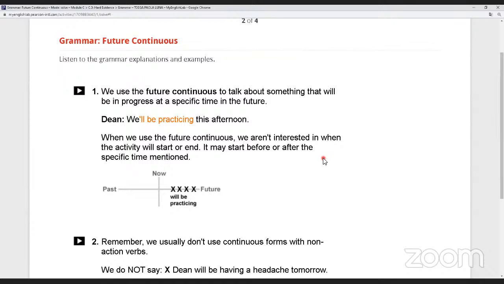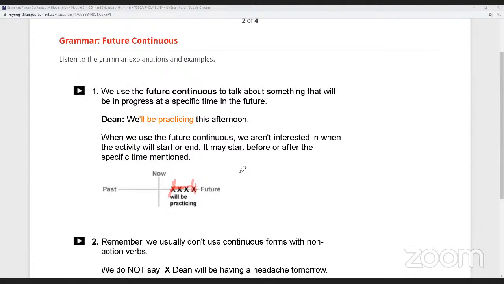So, when you're going to find present continuous, past continuous, future continuous, we're going to focus only on the continuation of an action, okay? We'll be practicing this afternoon. Now, this "will be practicing" is going to take place in the future, but I'm going to focus on the progress, right? This is the only part where I'm going to focus my attention, right?